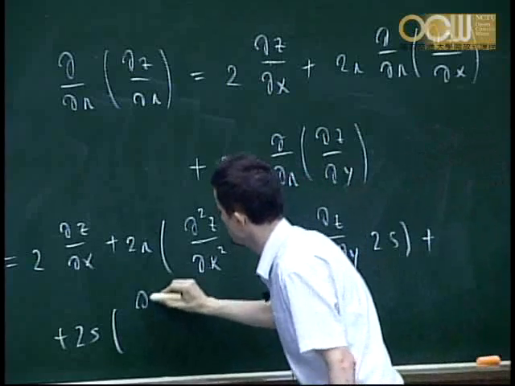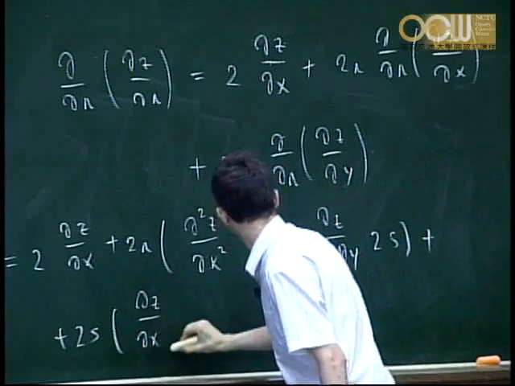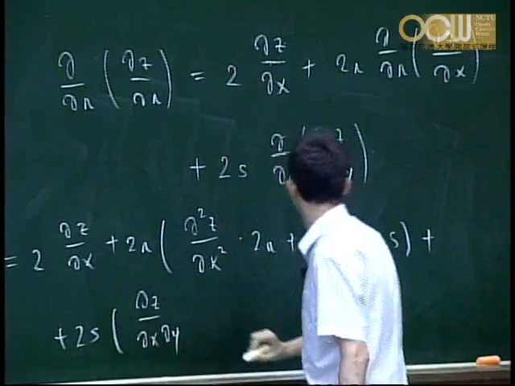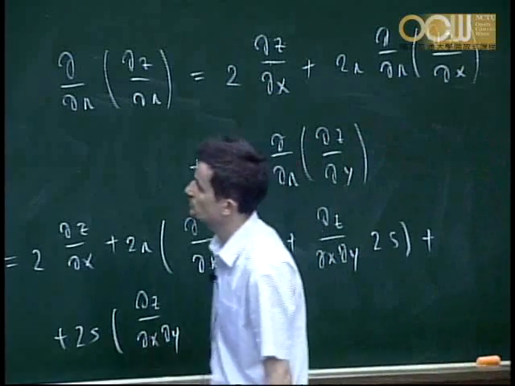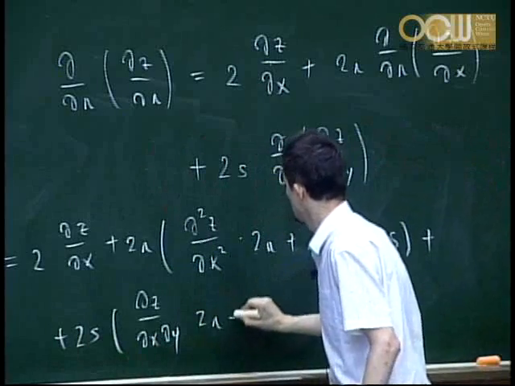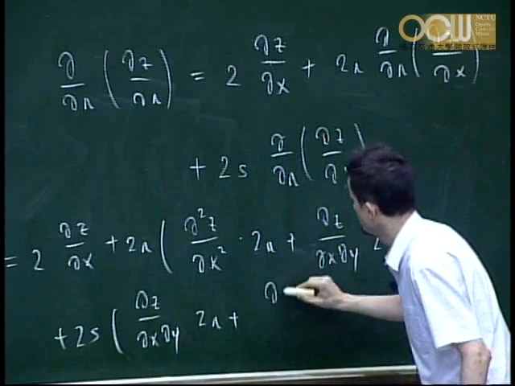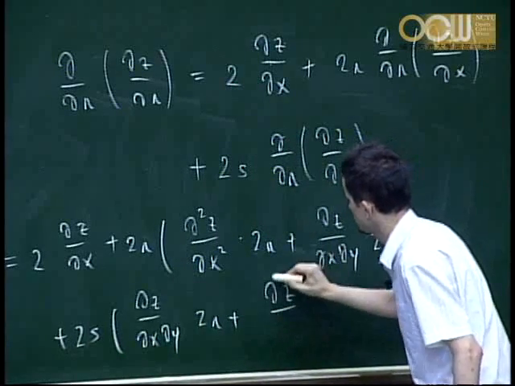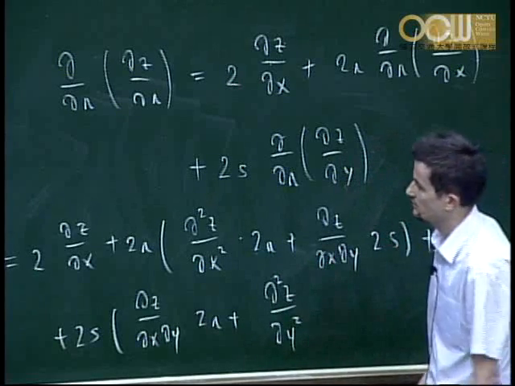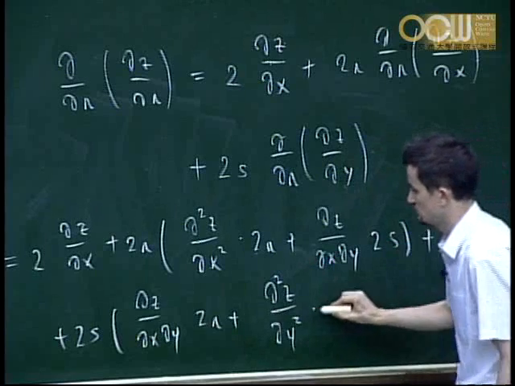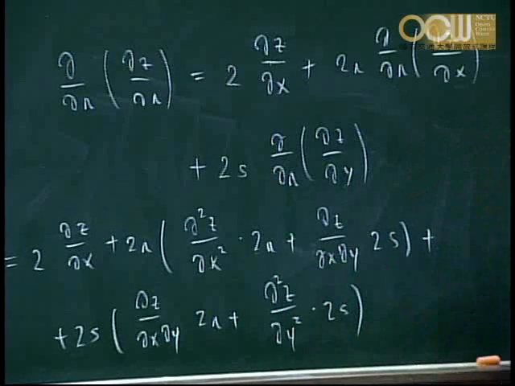Then here we have to do the same. So we have the partial derivative of z with respect to x times the partial derivative of x with respect to r, which is 2r, plus the partial derivative of z with respect to y. This is the second partial derivative with respect to y times the partial derivative of y with respect to r, which is 2s. Okay, and then you simplify it, and that's it.